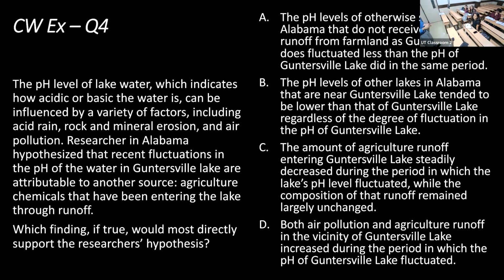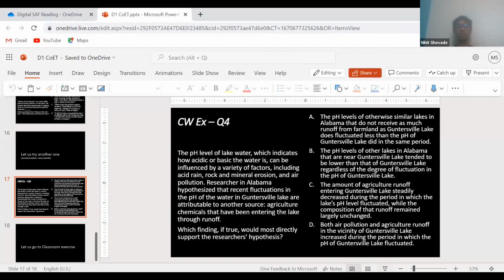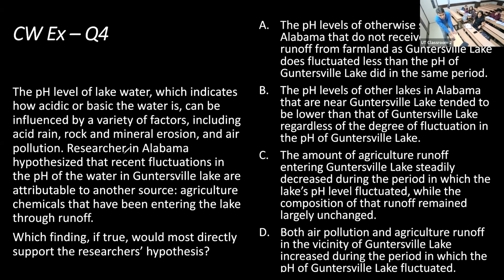Central claim क्या है? Let Nihit answer this. Nihit, central claim. Agricultural chemicals that have been entering the lake through runoff. Hold on. Huh? So the pH level of water, which indicates how acidic or basic the water is, can be influenced by a variety of factors, including acid rain, rock and mineral erosion, air pollution. Researchers in Alabama hypothesized that recent fluctuations in pH of water in Guntersville Lake are attributed to another source, which is agricultural chemicals that have been entering the lake through runoff.